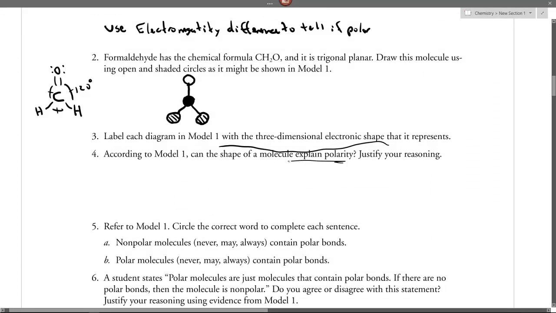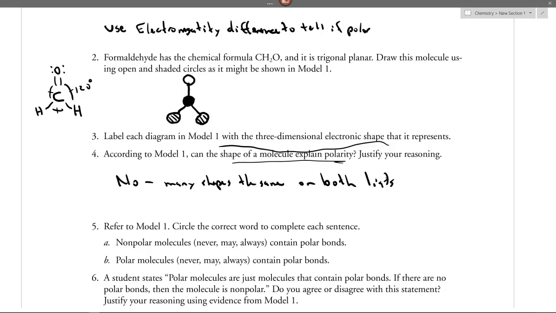All right. Let's see, can the shape of the molecule explain polarity? I'm going to say no, because there are many shapes the same on both lists. All right, so if the shape's not different, see the same shape on both sides, then that can't explain why some are polar and some are non-polar.